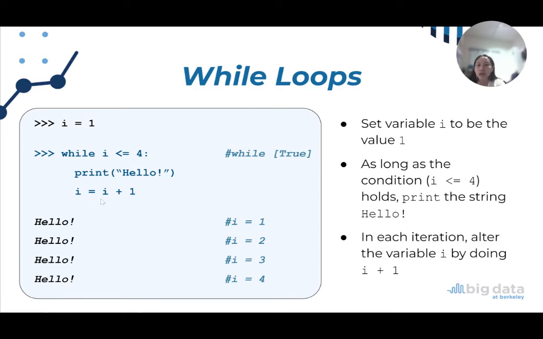i is 2 plus 1, which means i is 3. 3 is less than or equal to 4, so again, this is true. It will print hello for a third time and then iterate again. So i is 3 plus 1, which is 4. 4 is less than or equal to 4, and so it will print hello again, and then it will iterate one more time, and i will be 5. So we go back up. Is 5 less than or equal to 4? No, it is false. So the loop stops.